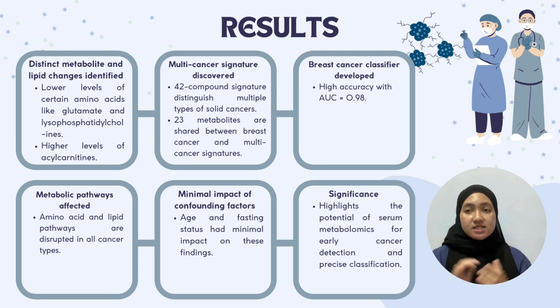Additionally, a broader analysis discovered a 42-compound multi-cancer signature that differentiates cancers like colorectal, lung, and head and neck from healthy controls. Of these, 23 metabolites overlap with the breast cancer profile, highlighting common metabolic disruptions across various cancer types. The multi-cancer signature achieved an impressive AUC of 0.98 in breast cancer classification with minimal impact from factors like age and fasting. This demonstrates the potential of serum metabolomics for early cancer detection and precise classification.